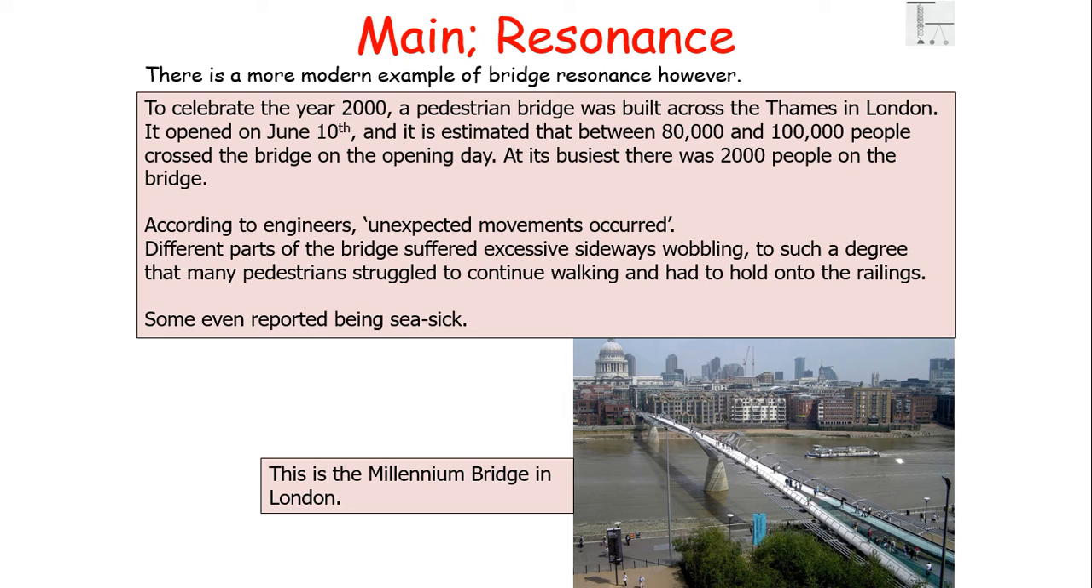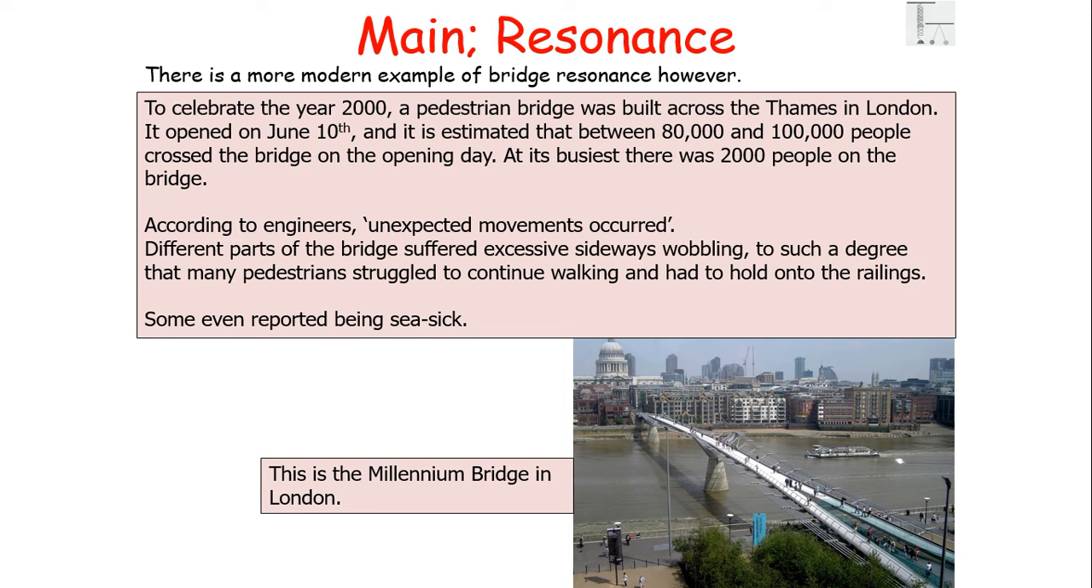and that is, to celebrate the year 2000, a pedestrian bridge was built across the Thames in London and it opened on June the 10th in the year 2000, and it was estimated that between 80,000 and 100,000 people crossed the bridge on the opening day, and at its busiest at one single time there were 2,000 people on the bridge.